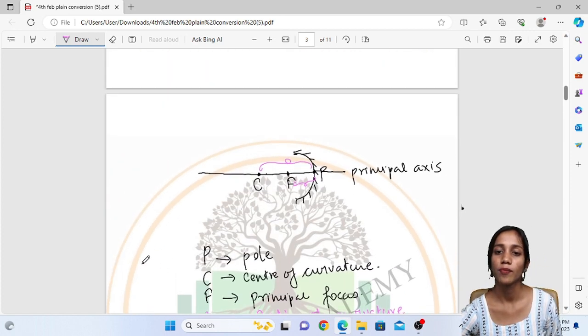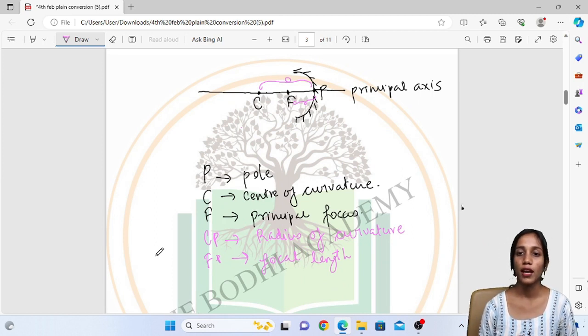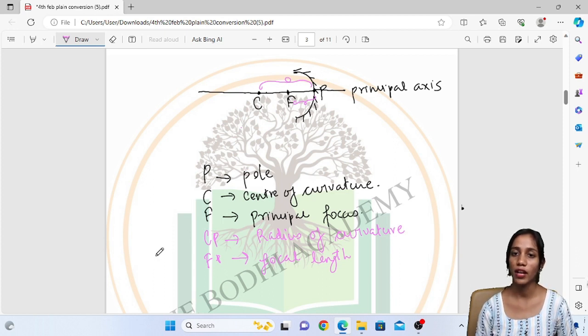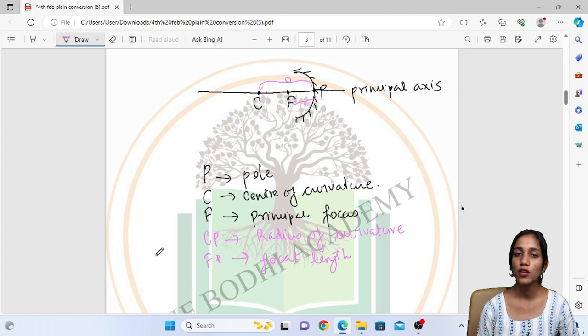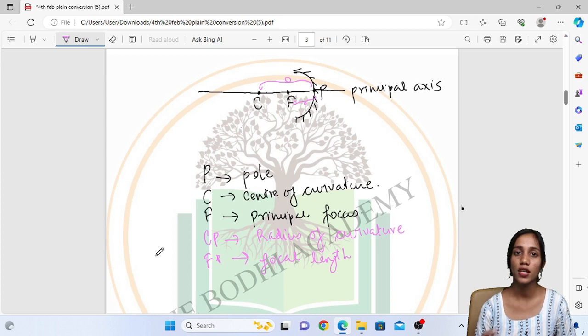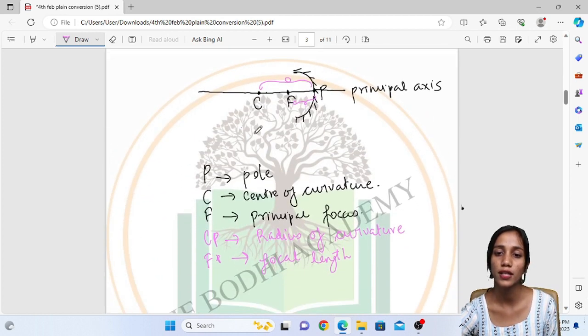So first we have the pole, which is the center of the mirror. Then we have the center of the sphere, which is called the center of curvature C. Then we have the principal focus, F, and the imaginary line passing through all of these is called the principal axis. The distance between the center of curvature and the pole is the radius of curvature, and the distance between the principal focus and the pole is the focal length. I mentioned that the principal focus lies midway between these two, exactly in the middle.